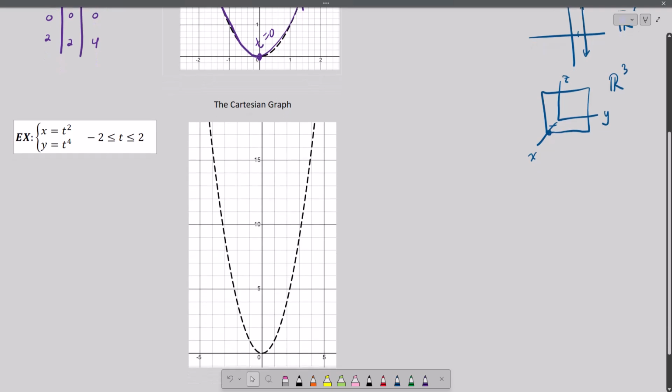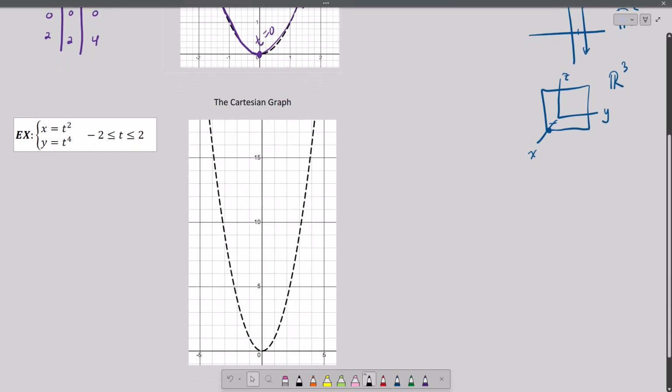So let's look at this one. We end up with, pretty obvious, right, that we have the same Cartesian curve. x squared is now x, t squared is now x, so we can replace t squared down here with x, so we're going to have x times x, which is x squared.